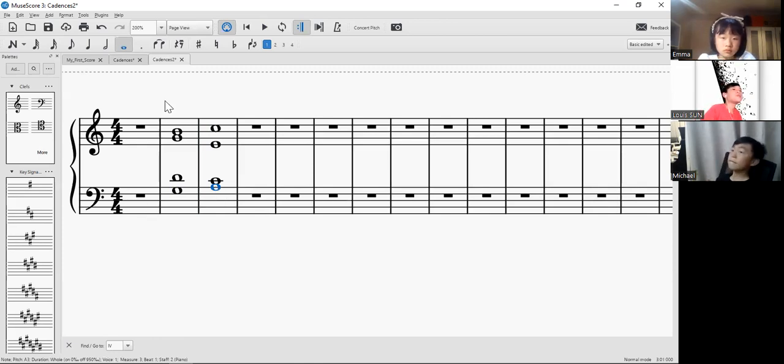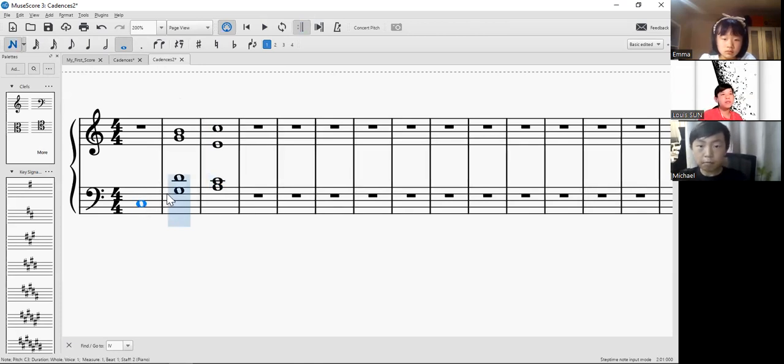Okay, how to proceed an interrupted cadence? Simple answer. You proceed it with an imperfect cadence. Complicated answer. You can do it in many ways. But let's just start with a generic imperfect cadence preceding that. 1, 5, 6. Very simple.